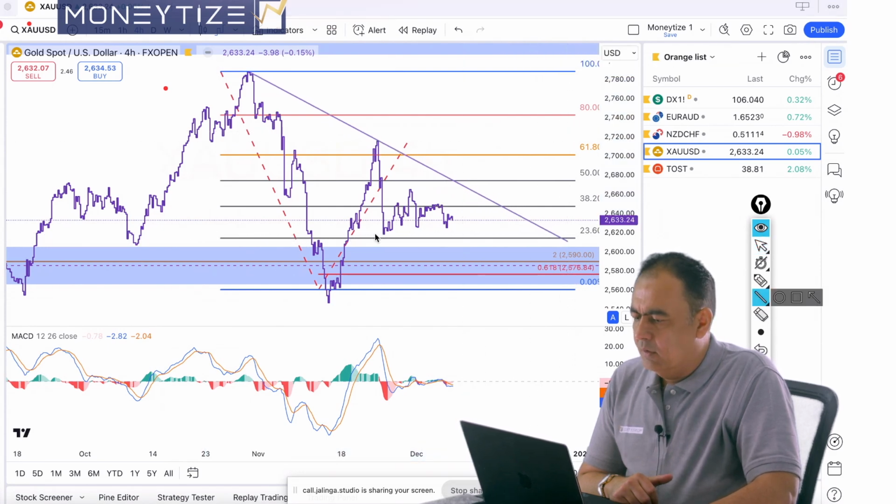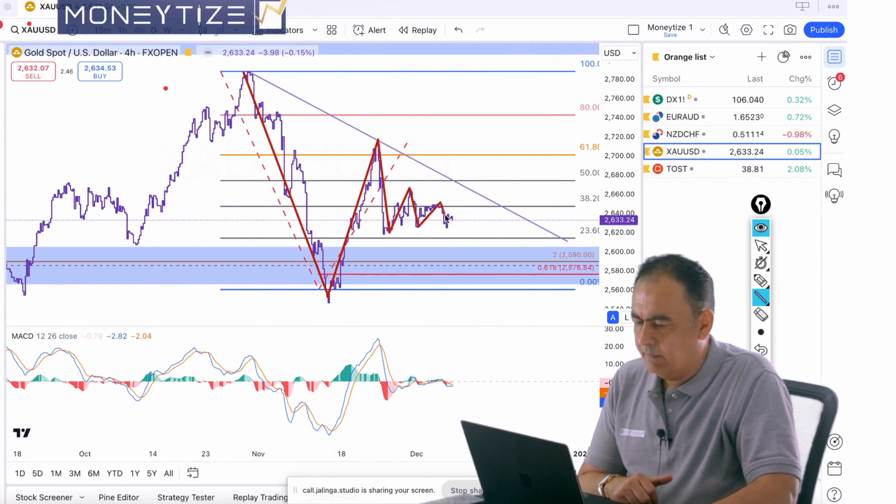And until gold remains below the falling trend line, any pullback should be taken as an opportunity to sell. Short term, it can rise to the trend line, it can rise to 50%, and then it may come back in the downward direction.